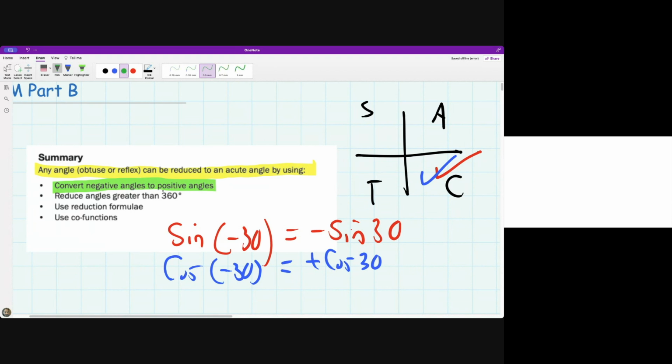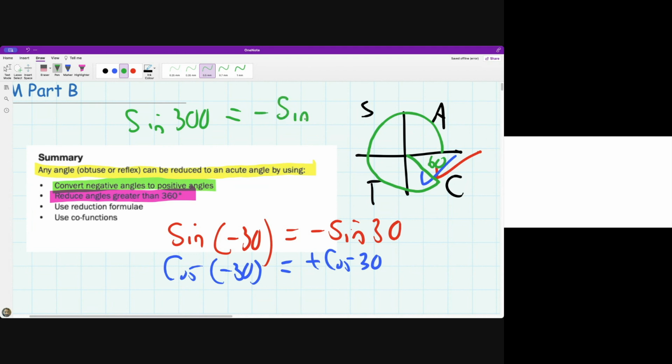Reduce angles greater than 360. So you also have to be comfortable with that. If I said to you, what is the sine of 300? Well, that's 180, so 300 would actually be here. And that's 60 away from the nearest horizontal. But in that quadrant, sine is negative. So this would be minus sine 60. Oh, sorry, no. The one I've just done there is this one. Use the reduction formula. Sorry, so that's what I meant.